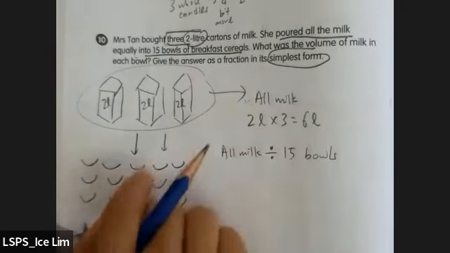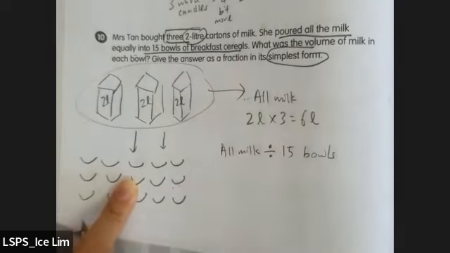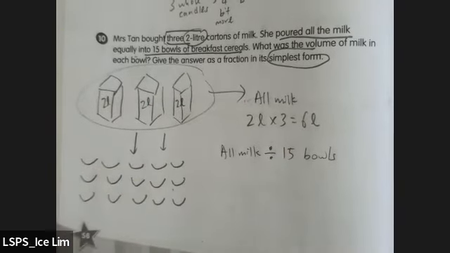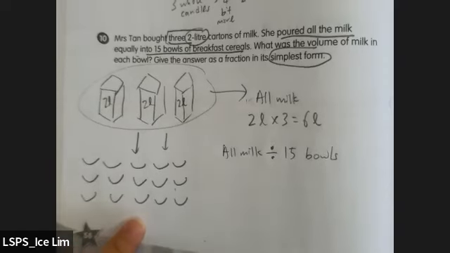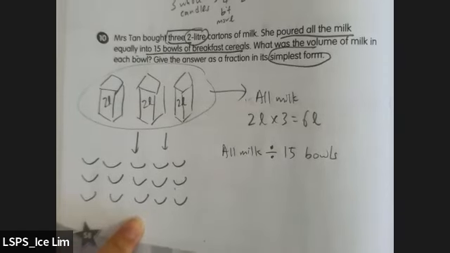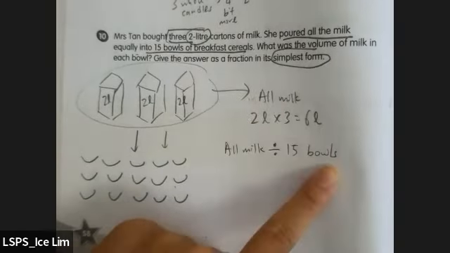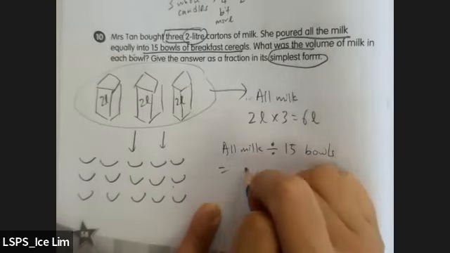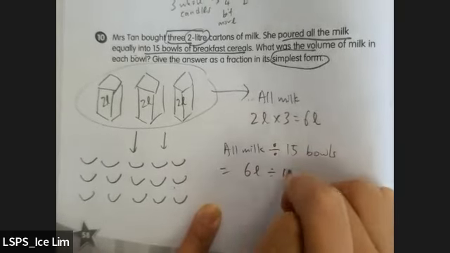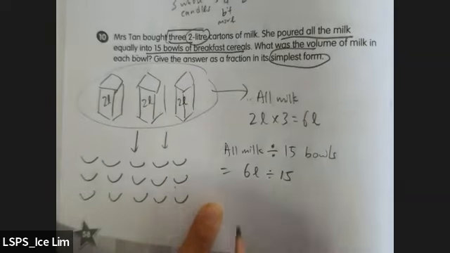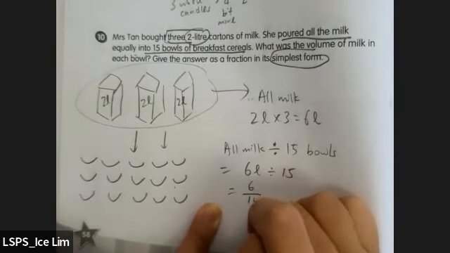Correct? You don't put the cereal into the box of milk, right? You pour the box of milk out into the bowl. So all the milk divided by 15 bowls. And that's how you get 6 liters divided by 15. Then you get the fraction 6/15.